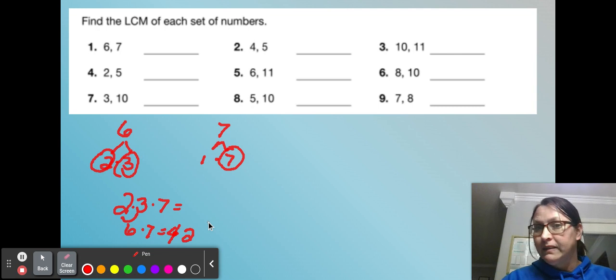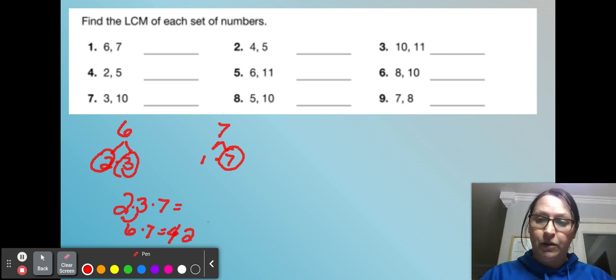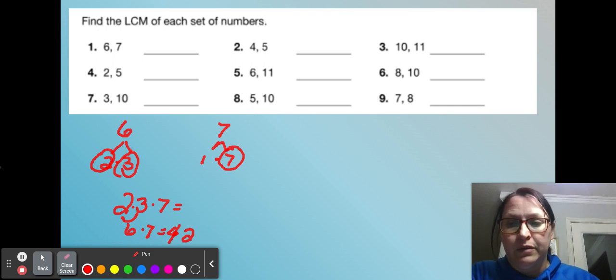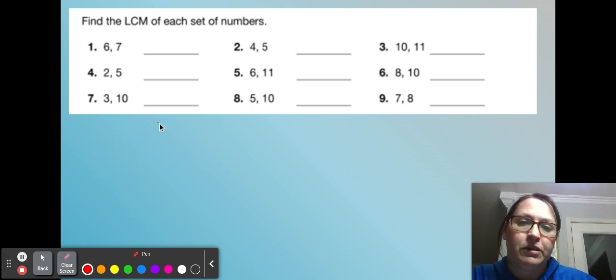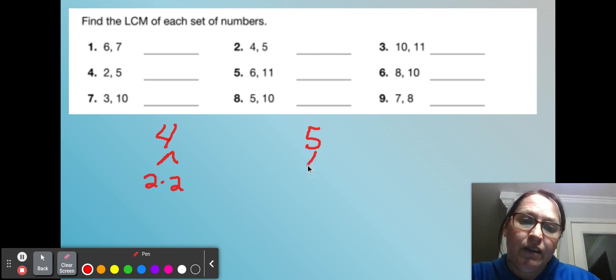So my least common multiple of 6 and 7 is 42. Let's do number 2. Number 2 is 4 and 5. So I have 4 and I have 5. 4 is 2 times 2, and 5 is 1 times 5.